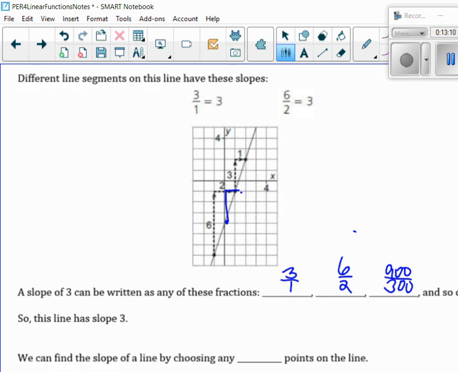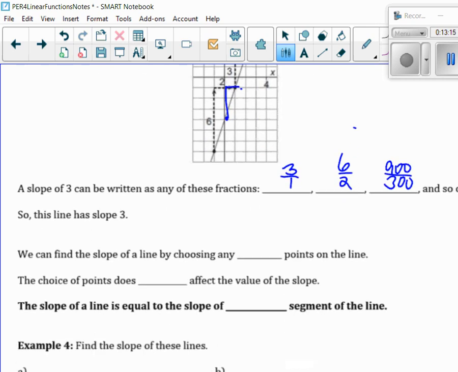We can find the slope of a line by choosing any 2 points on the line. It doesn't matter what the points are. The choice of the points does not affect the value of the slope. It's just you're going to be dividing by different numbers. You'll still get the same.